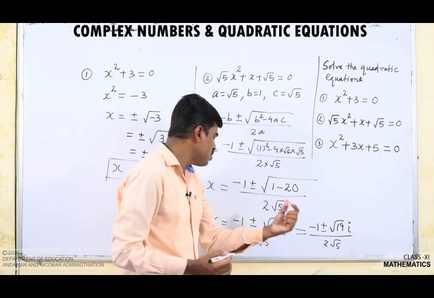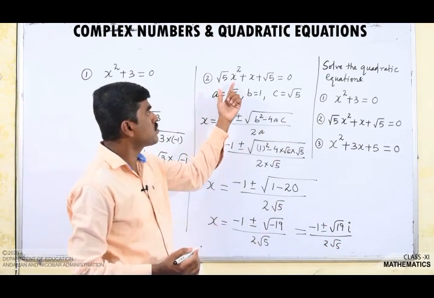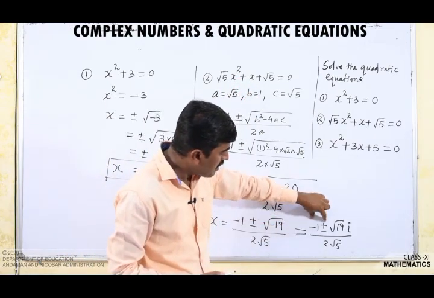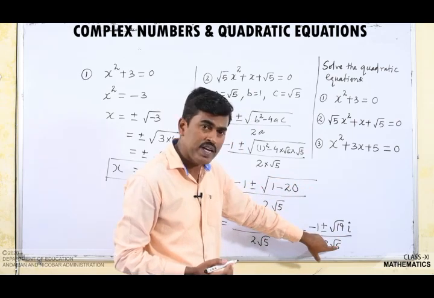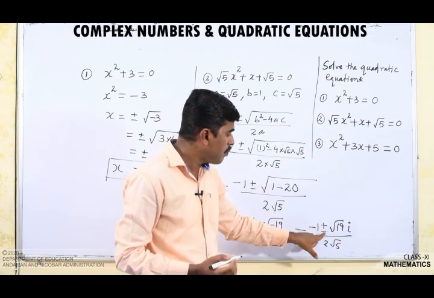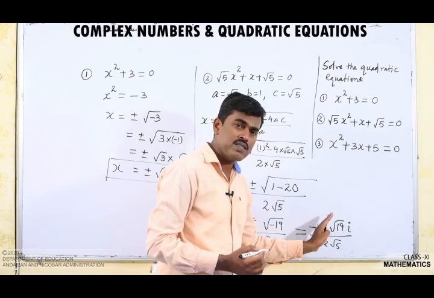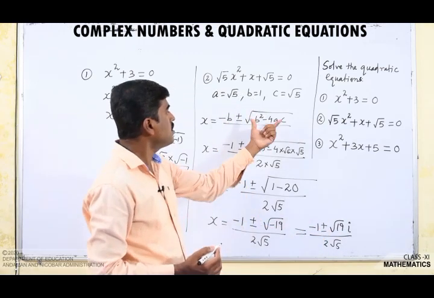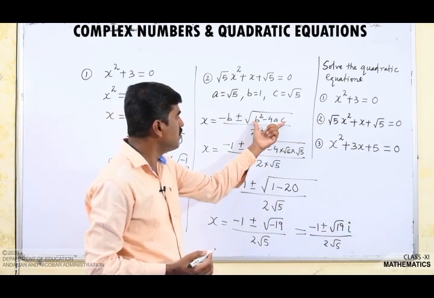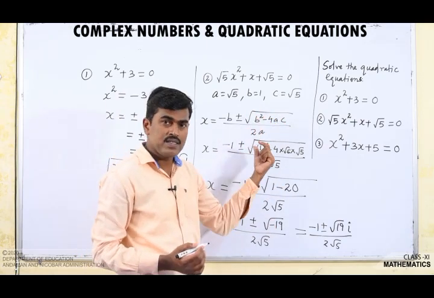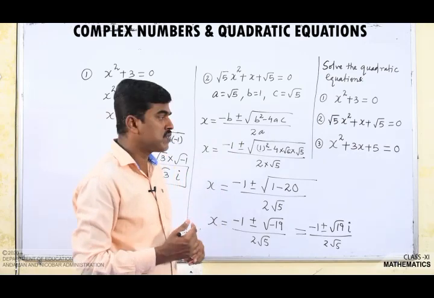So these are the two roots of this equation, root 5 x square plus x plus root 5 equal to 0. What are they? Minus 1 plus root 19 i by 2 root 5 and minus 1 minus root 19 i by 2 root 5. So it is a complex number. Here the value of b square minus 4ac is minus 19, so it is less than 0. So we will get complex roots here.